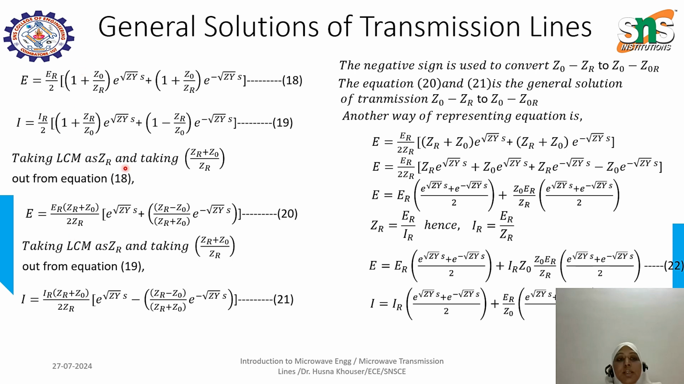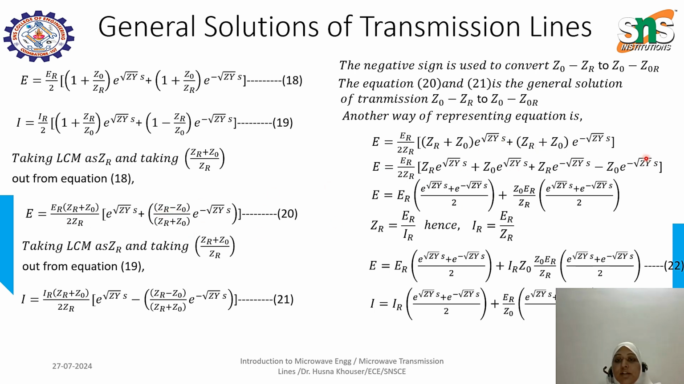So after simplifying we get the two equations of voltage and current as E equal to ER into (ZR plus Z naught) divided by 2 ZR, multiplied by this term. After simplifying, we take this equation down here, and these two equations, 20 and 21, are the general solution equations. There is another way of representing this equation: we multiply Z naught and ZR inside this equation. So we get Z naught plus ZR, plus Z naught minus ZR.